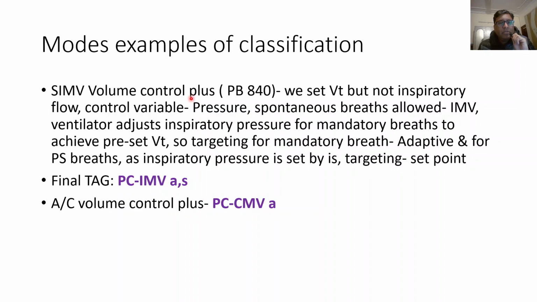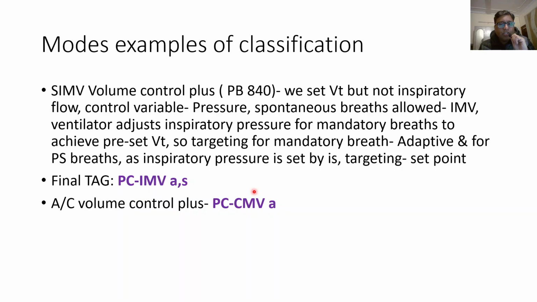And for the mandatory breaths, the ventilator will adjust the inspiratory pressure to achieve a preset tidal volume, because we have set it. That is our goal. So targeting for the mandatory breaths here becomes adaptive. And the other breaths, the synchronized SIMV breaths, will be pressure supported. So the synchronized breath will be mandatory, but the spontaneous breath will be pressure supported. So this will become an IMV, and the targeting for the pressure supported breath will be set point.